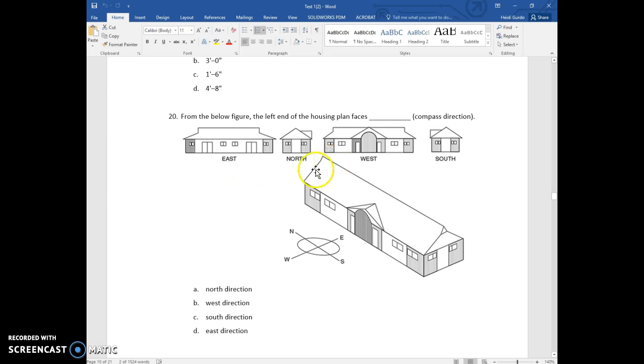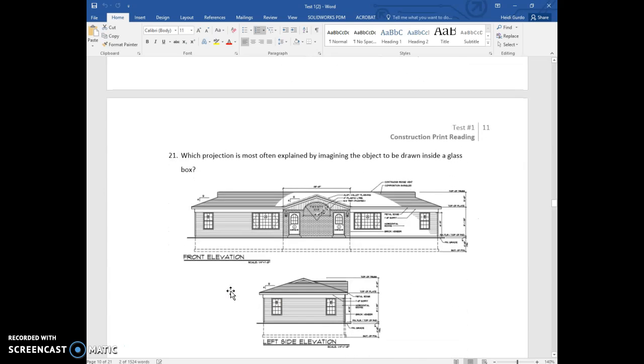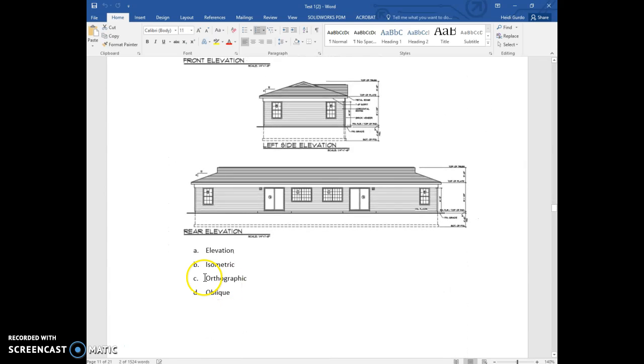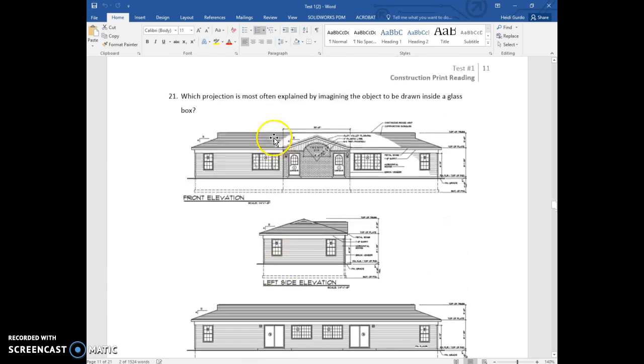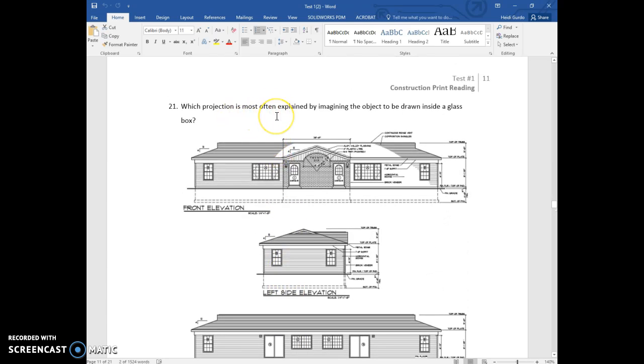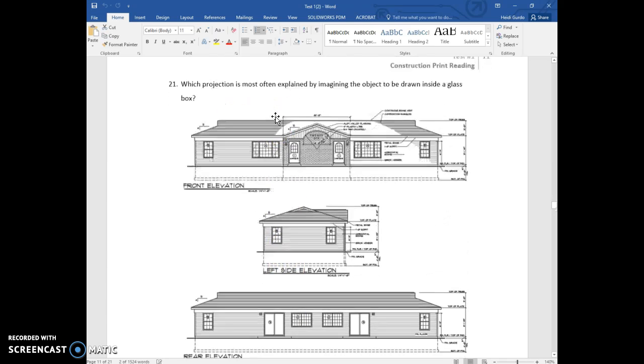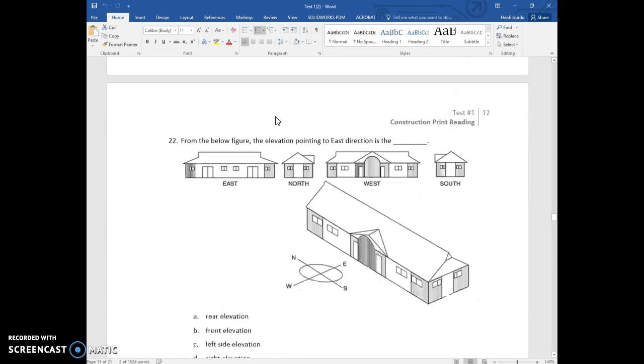From the figure below, the left end of the house, so this one over here, is going to face which compass direction? We can see from this north arrow that it will be north. Number 21 was looking for an orthographic. It says a projection by imagining the object is drawn inside of a glass box. It's going to be an orthographic projection.